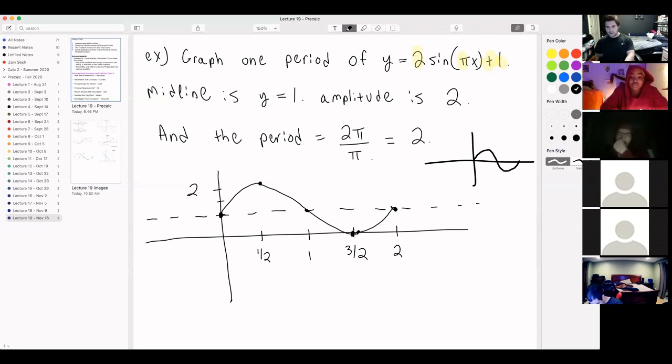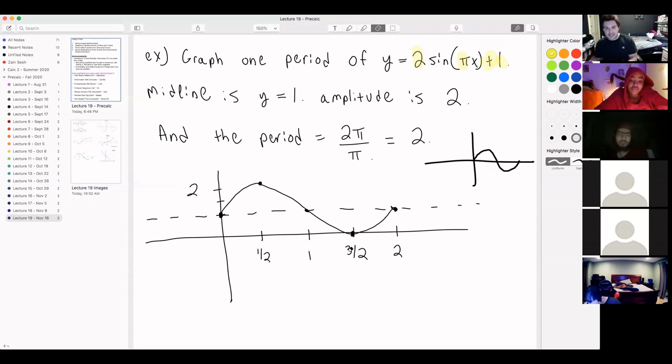Mm-hmm. So are you asking why it's 0 at 3/2? Yeah, why wouldn't it be -1 if the midline is 1 and you go up 2 and then down 2? Why would it not go past the midline? Yes, you are absolutely correct. And I copied it wrong from my notes. So thank you. Yes, I apologize for that.